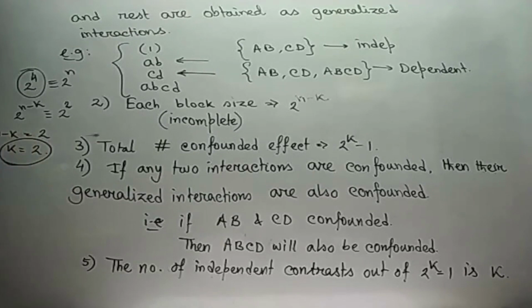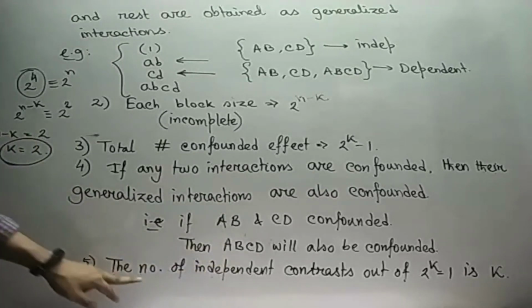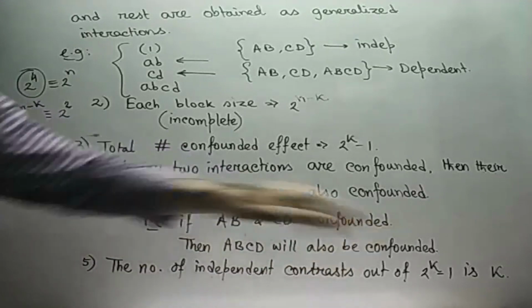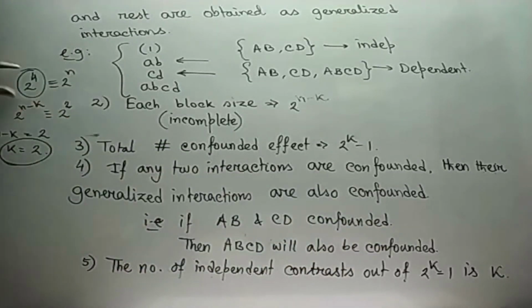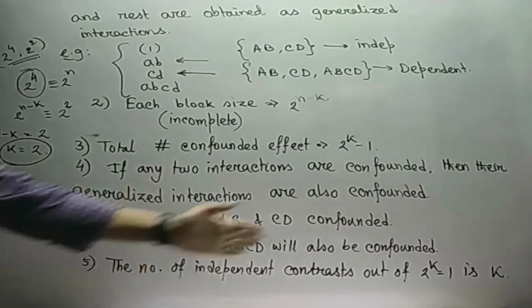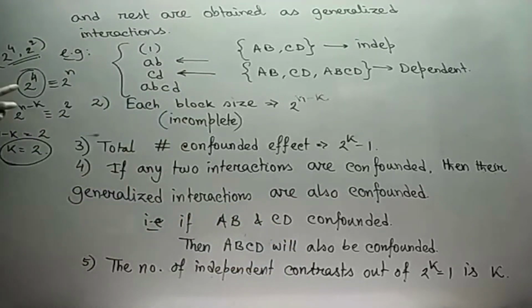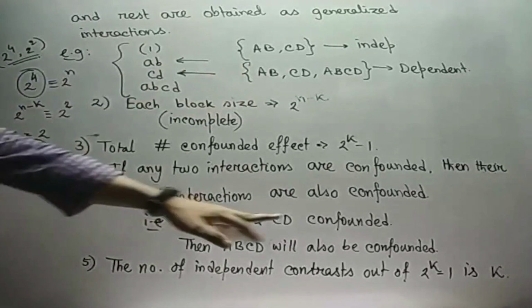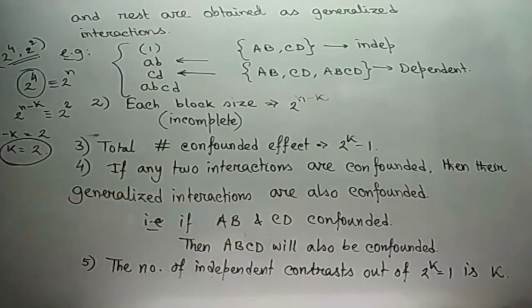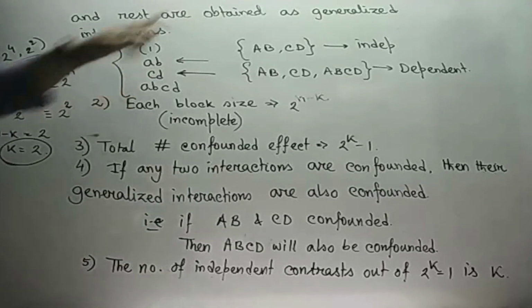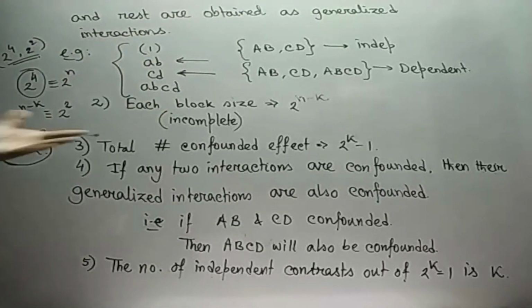Now if k is equal to 2, this fifth statement says that the number of independent contrasts out of 2 to the power k minus 1 is k. So for the 2 to the power 4 comma 2 square factorial experiment, the number of independent contrasts is 2, as the value of k is 2. And what are those independent contrasts? Those are AB and CD. These two are independent contrasts, and the generalized interaction is ABCD. So simple.